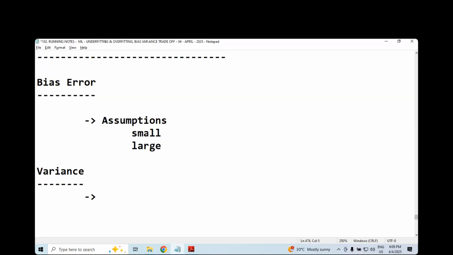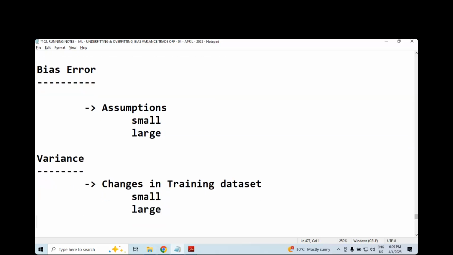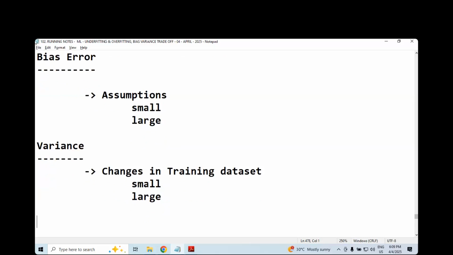Changes in the training data set. Changes may happen in the training data set. It can be a small change or a large change. Small changes, otherwise large changes. Come on, I wanted to hear from you. When I say bias, immediately remember assumptions. When I say variance, immediately remember changes. Some kind of changes happen.